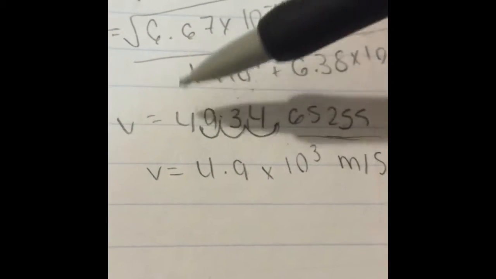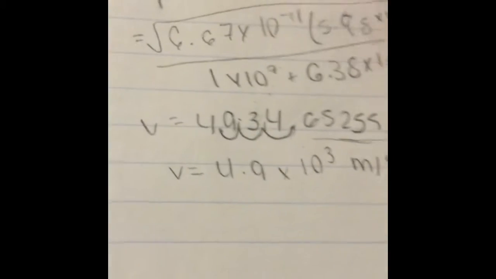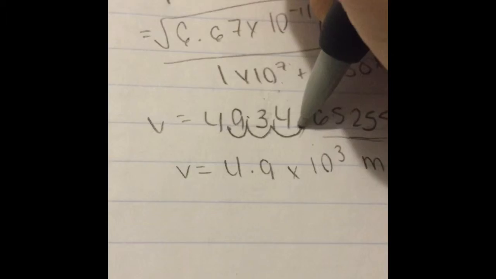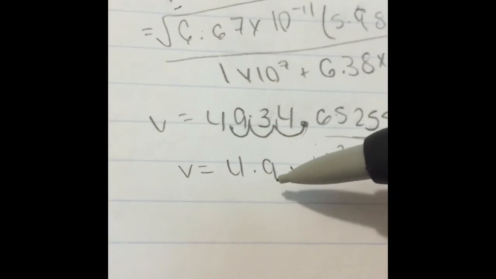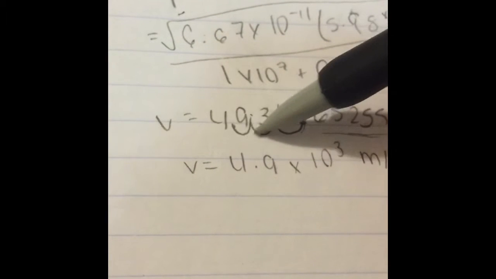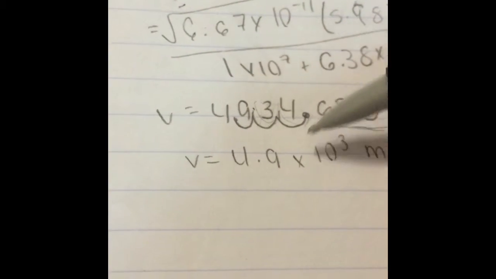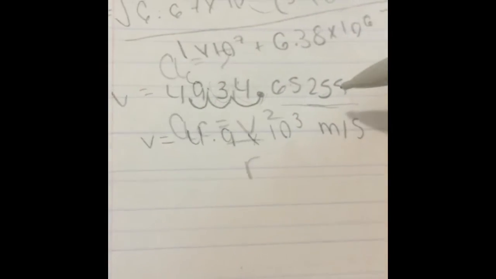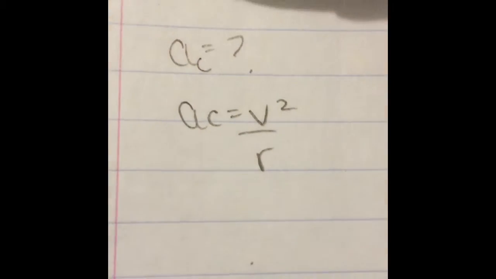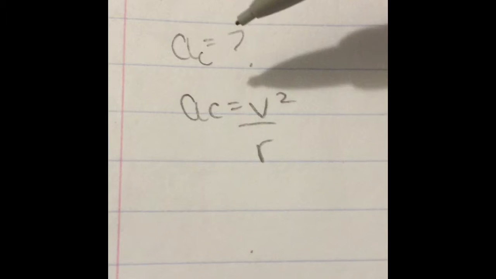And now I will plug it into my calculator, and I ended up getting a really long number. So you're just allowed to put that into scientific notation. So you go 1, 2, 3, and that's how you get the velocity equals 4.9 times 10 to the 3rd meters per second.